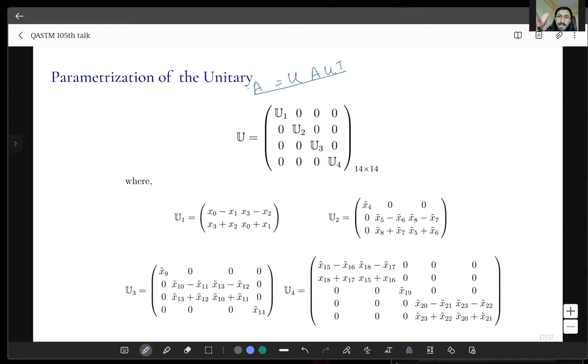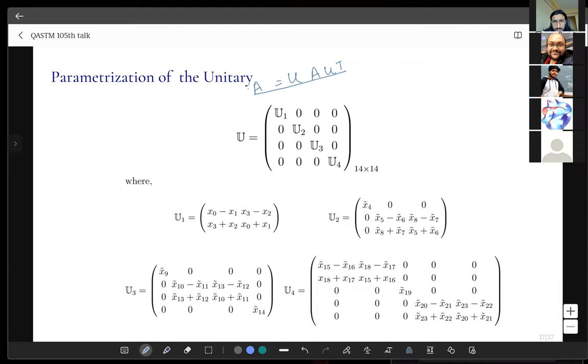Your unitary is considered in a block diagonal form, because the form of A is also in a block diagonal form. Abhishek, hello. Yes. So this left hand side A is actually for s equals 1, right? This is s equals 1, and this is s equals 0. Okay, s equals 1. Thank you so much.